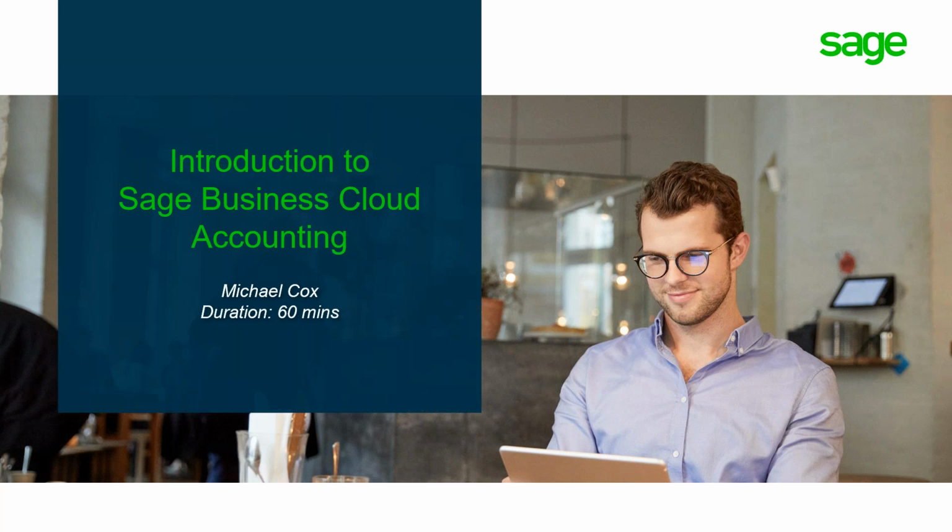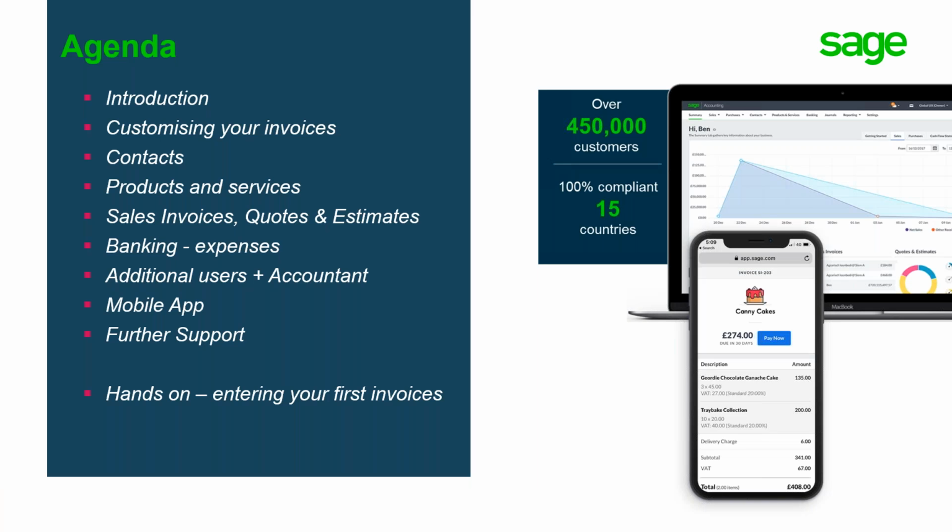If we have a look at what we're covering in this afternoon session, it's quite a jam-packed session, with quite a bit of information to get through today. We're going to start with a little bit of background, explaining a little bit about Sage Business Cloud and really the benefits, and just a brief overview before we get stuck into the demonstrations itself. We're then going to look at customizing your invoices, so things like adding your logos, creating contact records, setting up customer and supplier records, also setting up records for the products and services that you sell.